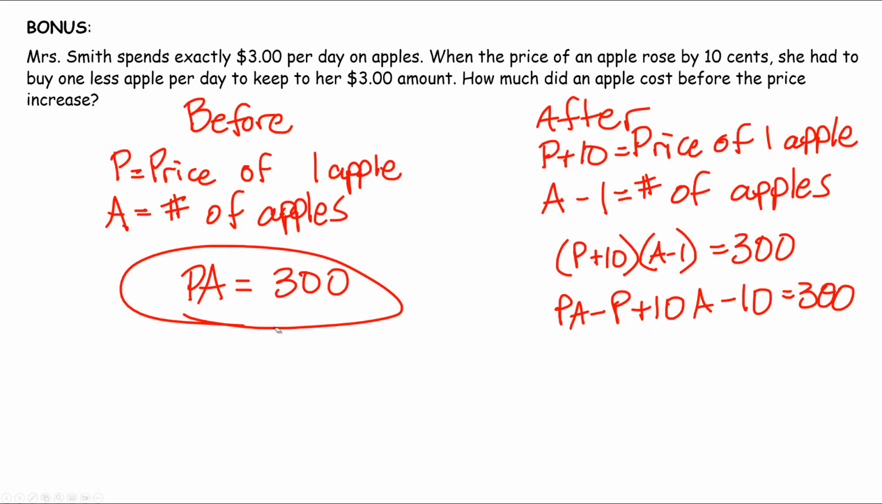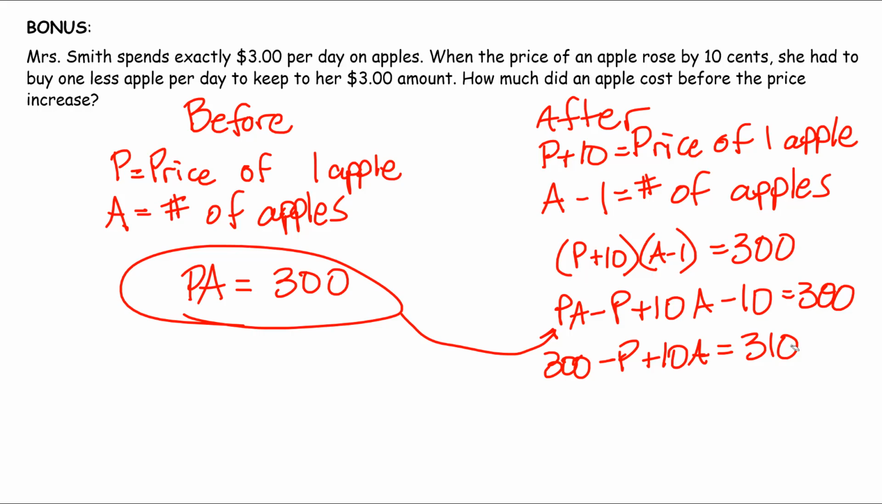It is still true that P times A is 300. I can use that to substitute into this equation I just wrote for PA. So for PA right here, I'm going to substitute 300 minus P plus 10A. And I'm going to move the 10 right here over to the right side of the equation, so it'll be 310. Now you notice I still have two unknowns in one equation.